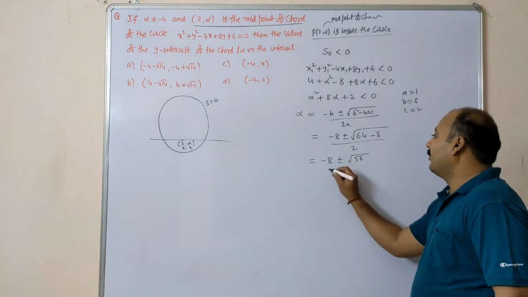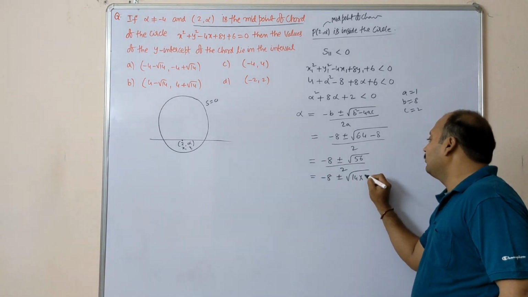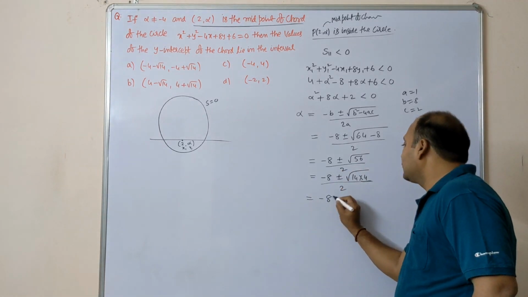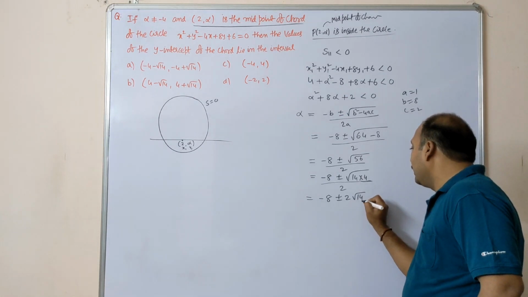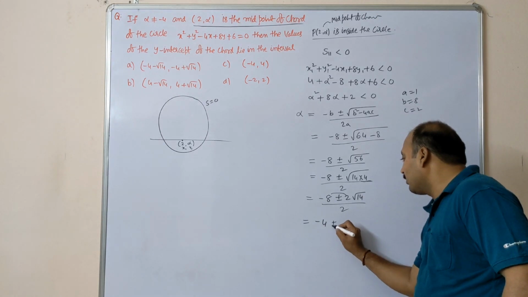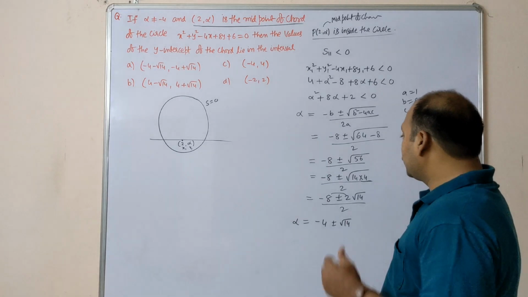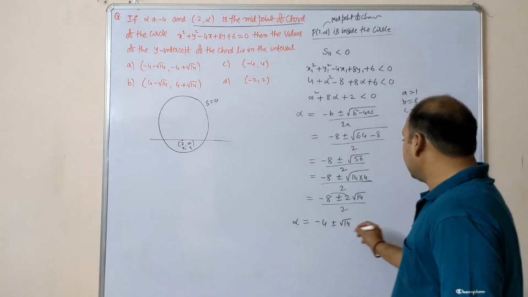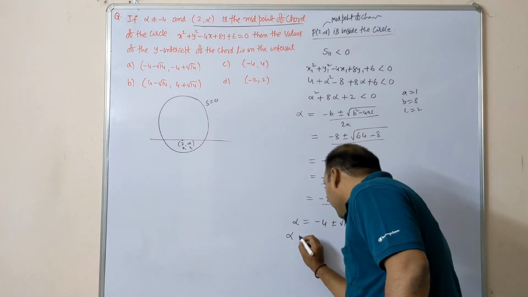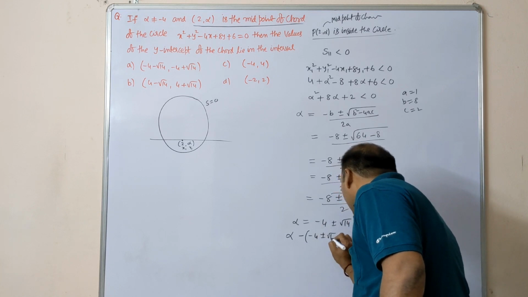So minus 8 plus or minus root of 64 minus 8, which is 56, by 2. 56 can be written as 14 fours. So 4 we can take outside: minus 8 plus or minus 2 root 14 by 2. So 2 take common and cancel: minus 4 plus or minus root 14 is the alpha value. Now this expression is less than 0, they are saying. So we can write alpha minus this value, minus 4 plus or minus root 14, is less than 0.